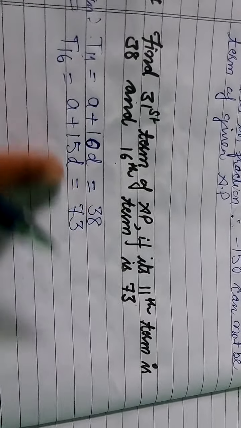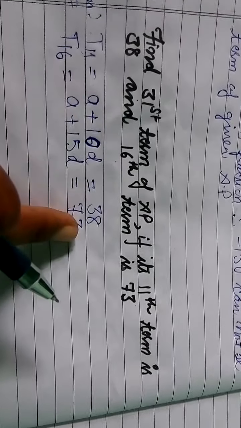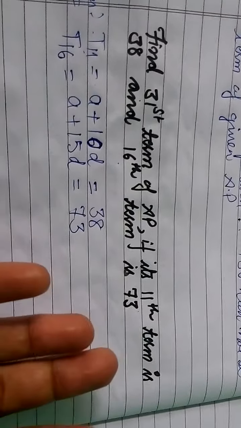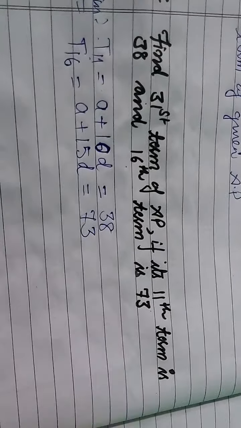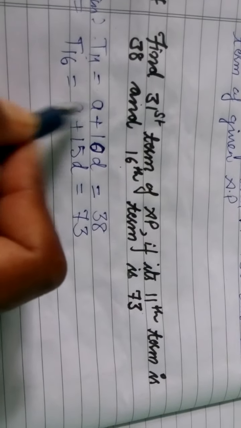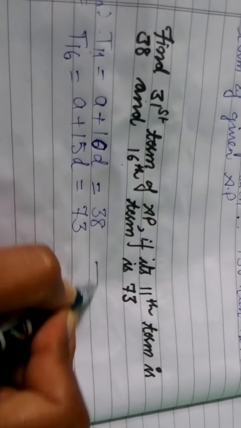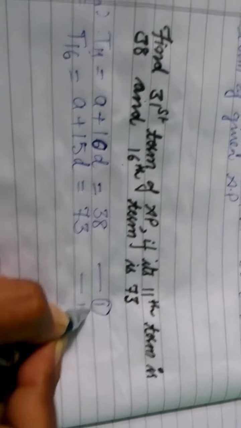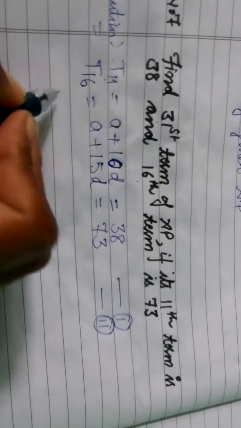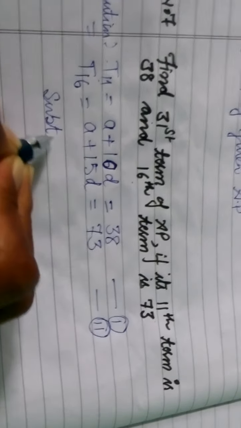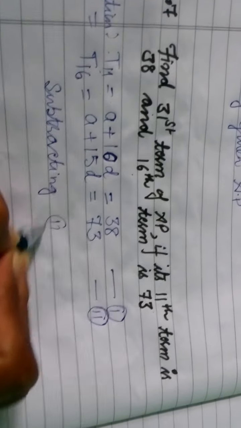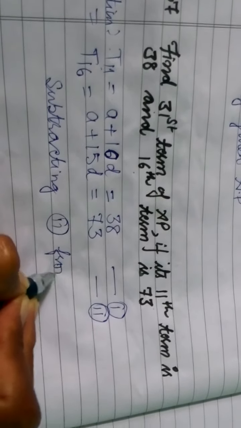Here you can see that these are linear equations of two variables, so we can solve them by any method: elimination, cross multiplication, substitution, whatever method you like. But I'm using the elimination method because you can see that this term can be eliminated easily. So I'm taking this as 1 and this as 2. Now how can I eliminate this? Simply by subtracting 2 from 1.